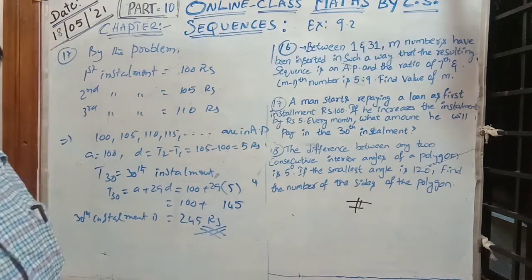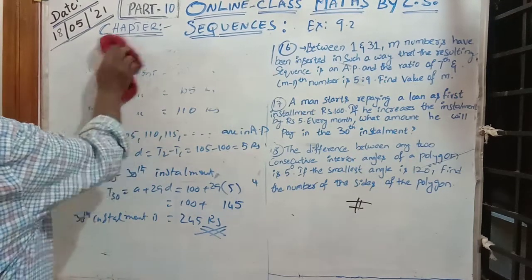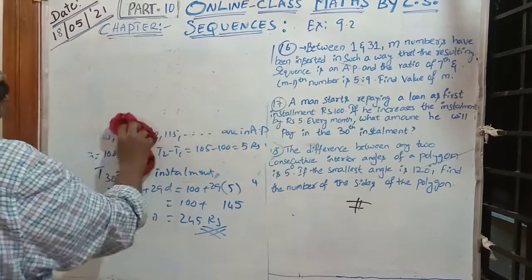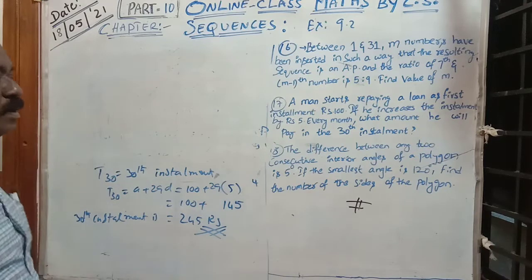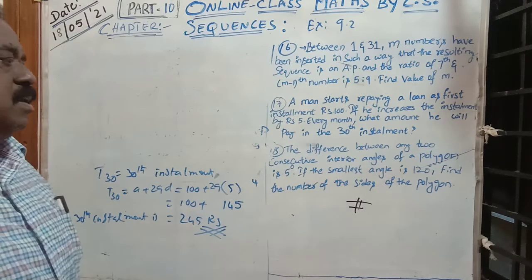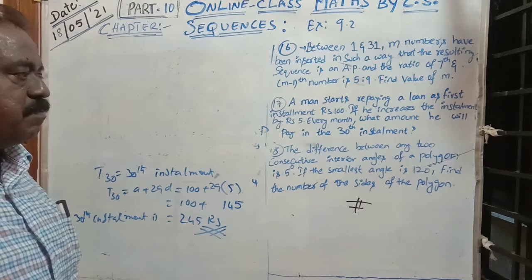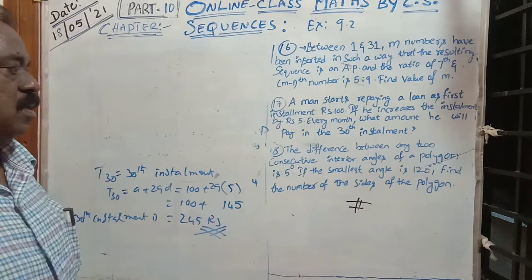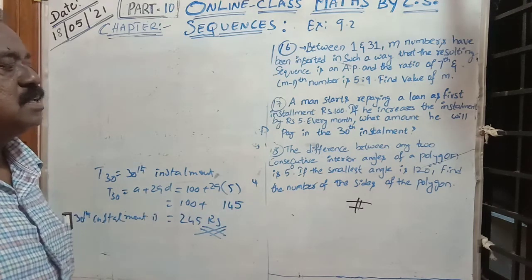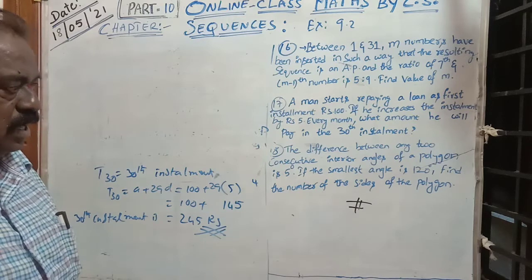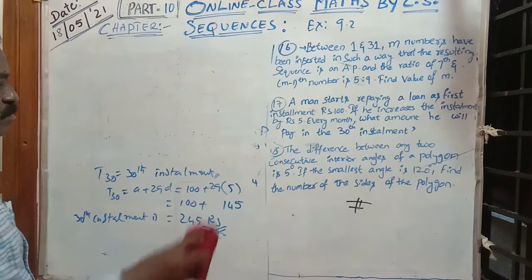Okay, now the last problem. What is given in the last problem? You see, I will read. The difference between any two consecutive interior angles of a polygon is 5 degrees. The smallest angle is 120 degrees. Find the number of the sides of the polygon. A fantastic concept.